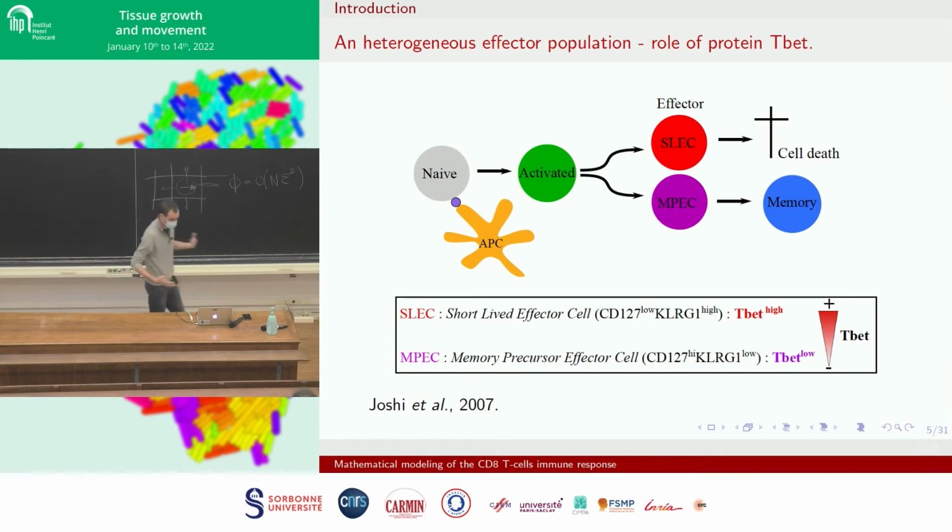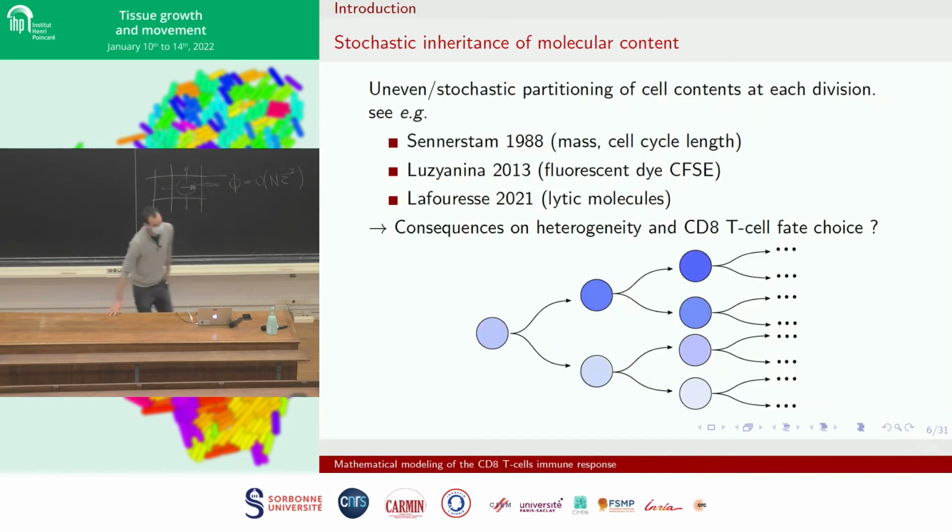So you can just keep in mind that through a gradient of TBET expression in CD8 T cells, we can use this gradient of expression in different CD8 T cells to characterize their differentiation state, or if they are more SLEC-like or MPEC-like cells. And the important question is, what is the origin of this heterogeneity?